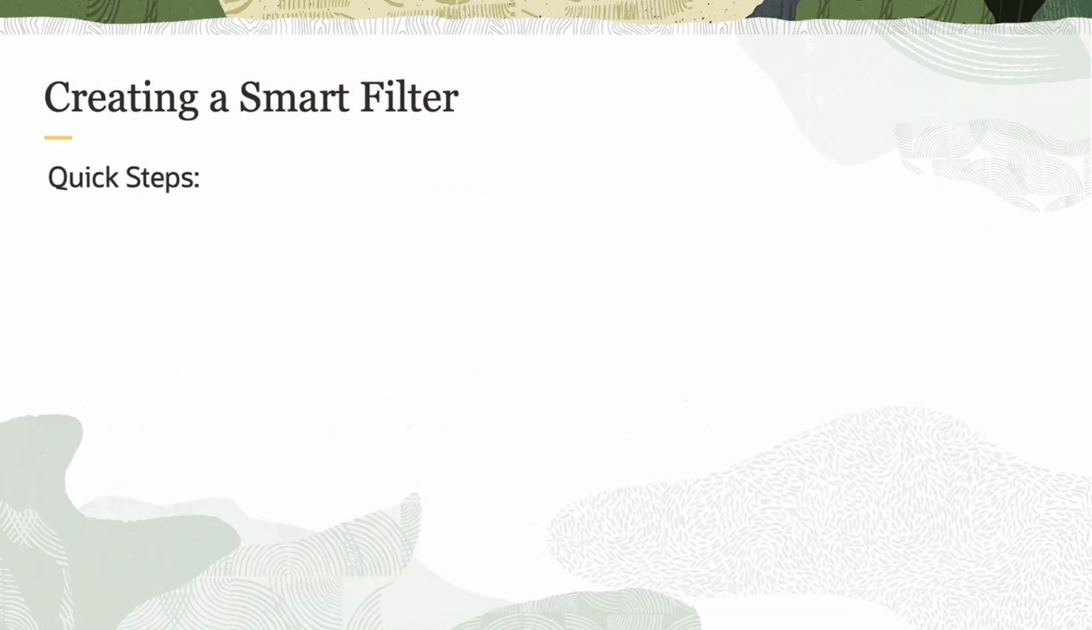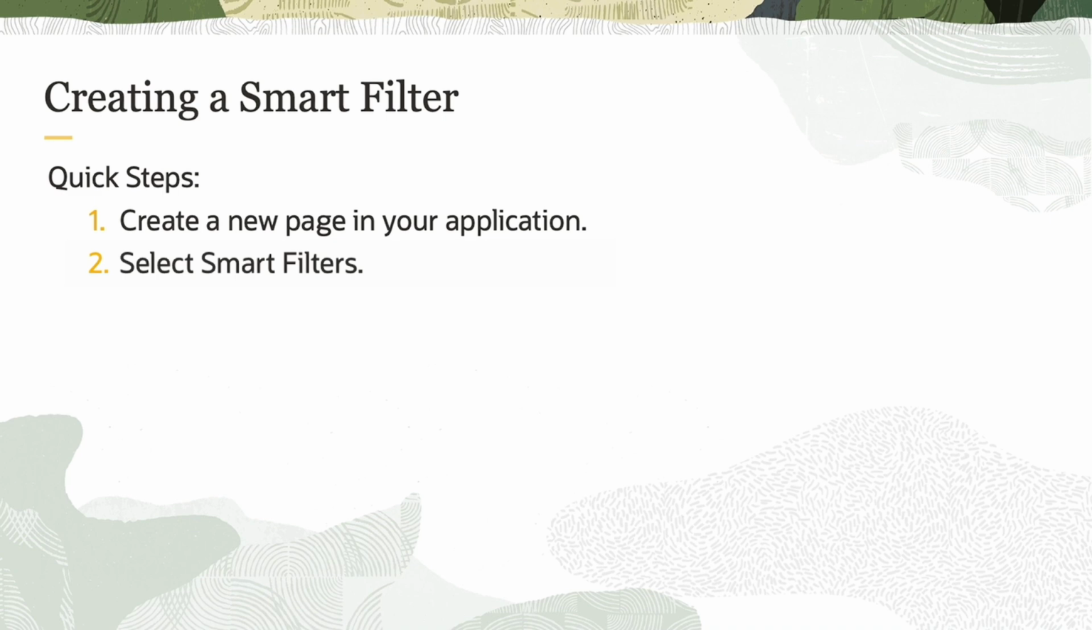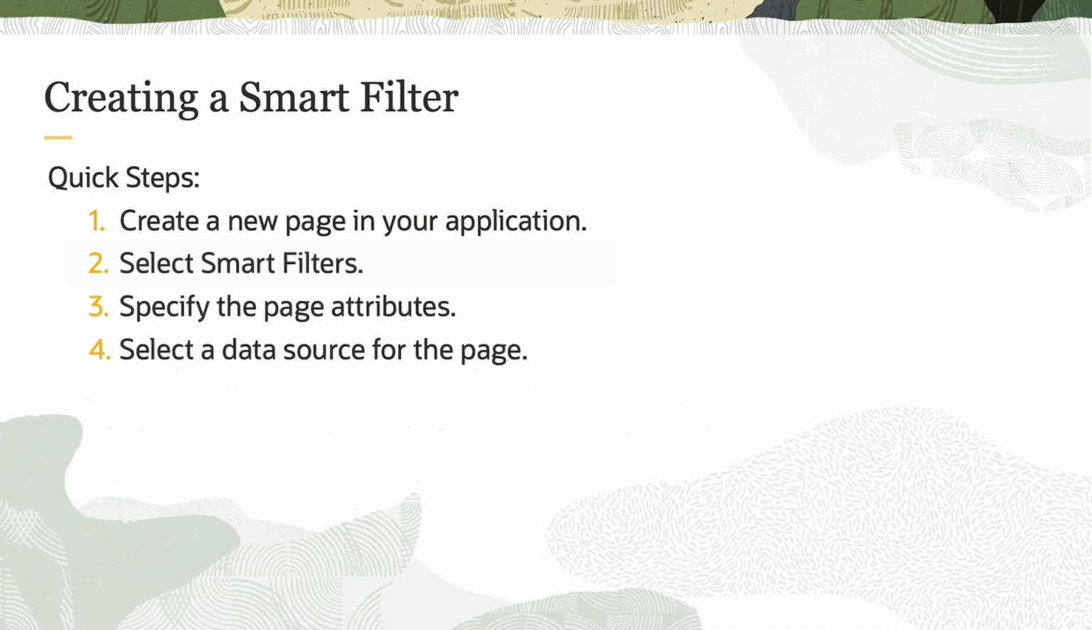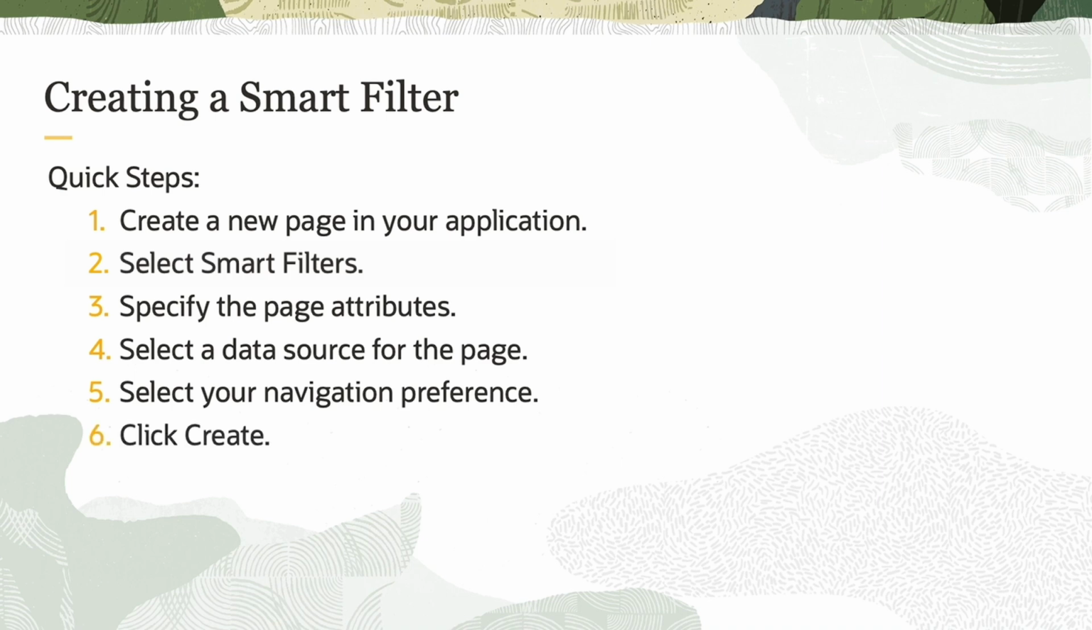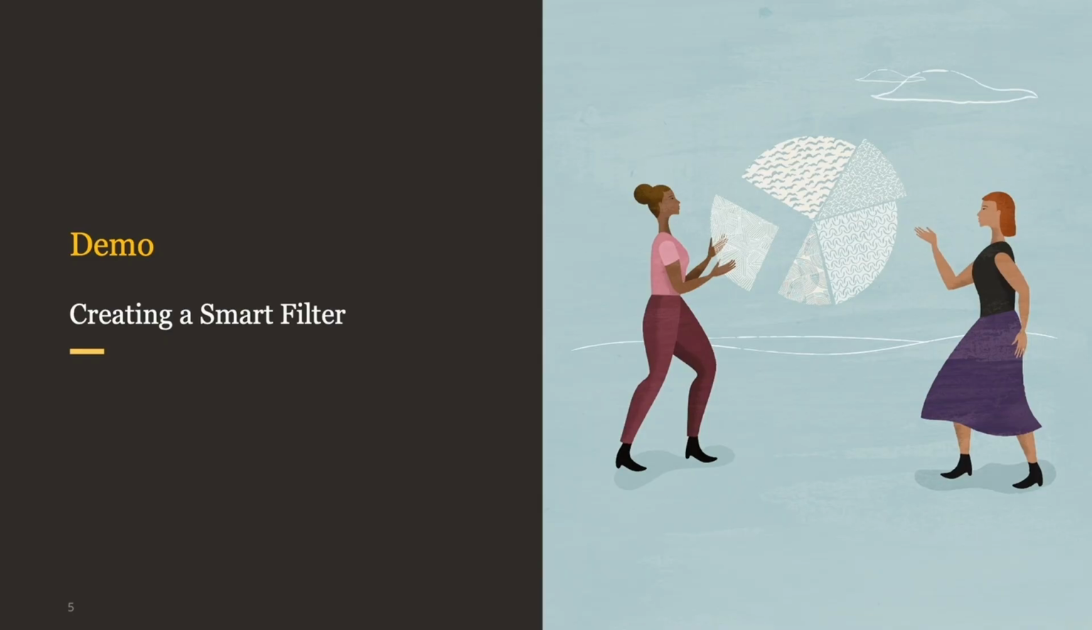Let's review the steps involved in creating a Smart Filter. First, you create a new page in your application and select Smart Filters. Specify the page attributes. Select a data source for the page. Select your navigation preference, and finally click Create Page. Now, let's see a demo on how to create a Smart Filter page.